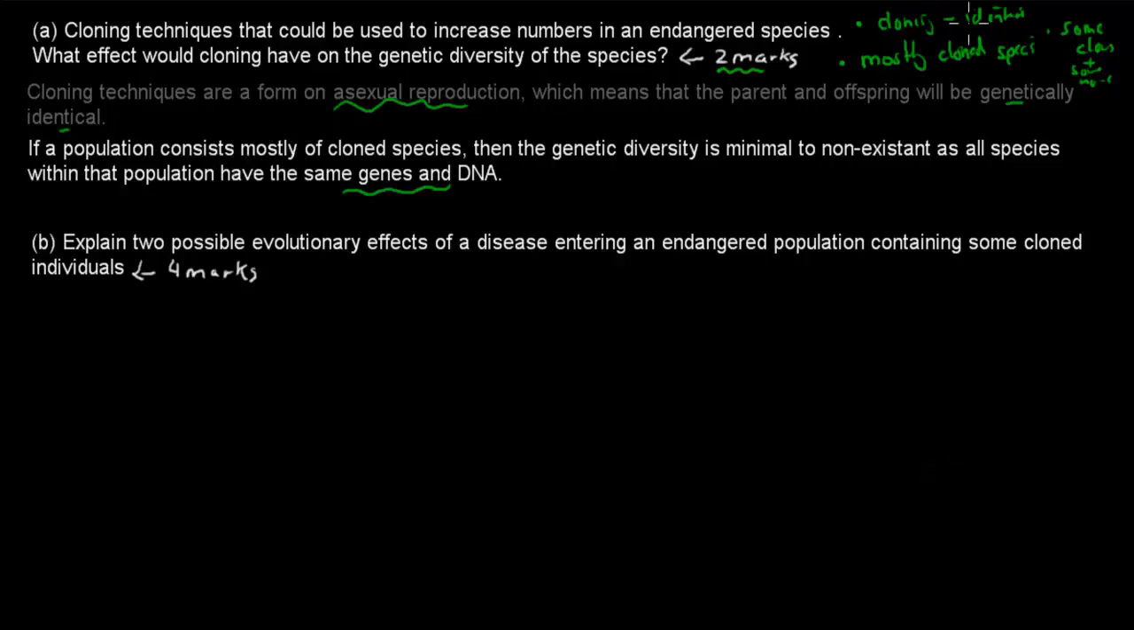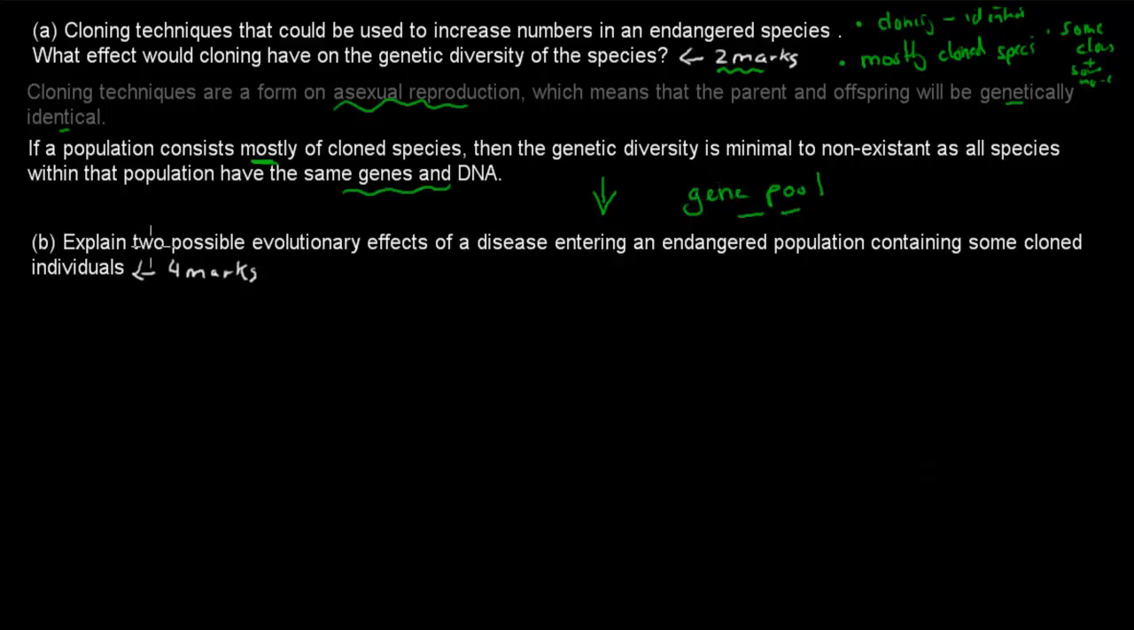If you wanted to add more, you can talk about what happens if it's not mostly clones, but only a couple of clones and quite a few non-cloned. What would happen to genetic diversity? In that case, it would also decrease. Generally, genetic diversity decreases because cloned species are all identical, so the gene pool will have fewer different types of genes, no matter what the example is.